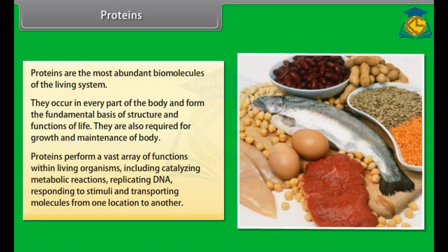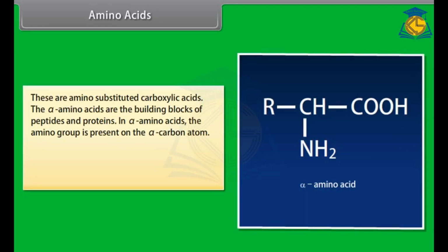Proteins perform a vast array of functions within living organisms, including catalyzing metabolic reactions, replicating DNA, responding to stimuli, and transporting molecules from one location to another. Amino acids. These are amino-substituted carboxylic acids. The alpha amino acids are the building blocks of peptides and proteins. In alpha amino acids, the amino group is present on the alpha carbon atom.